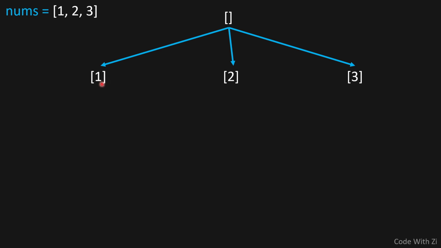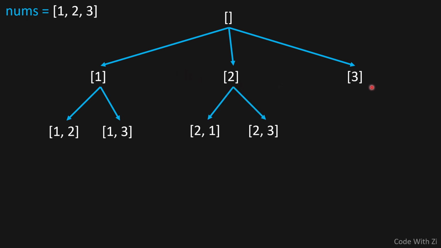If we start with 1, that means we've used 1 here, and we have 2 other options. We can use 2 and 3. So we can either have 1 combined with 2, or 1 combined with 3. Let's do that: 1 and 2, or 1 and 3. If we start from 2, that means we've already used 2, so we can combine 2 with 1 or with 3. So we're going to have 2 and 1, or 2 and 3. And if we start from 3, we've used 3, so we can combine 3 with 1 and 2. So we're going to say 3 and 1 or 3 and 2, like so.